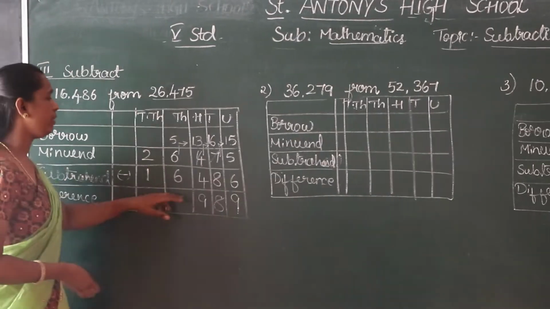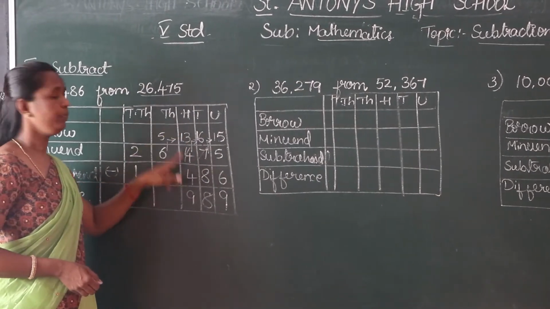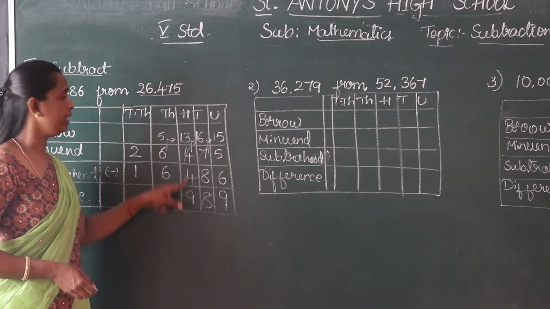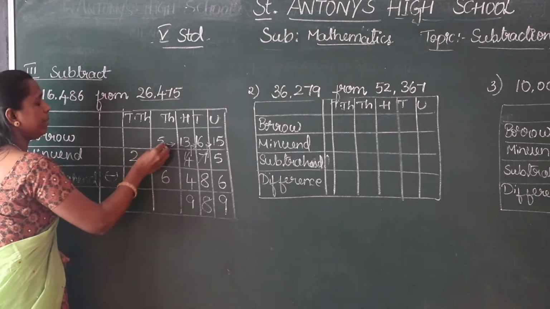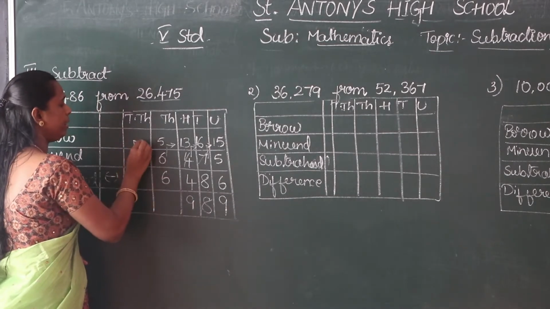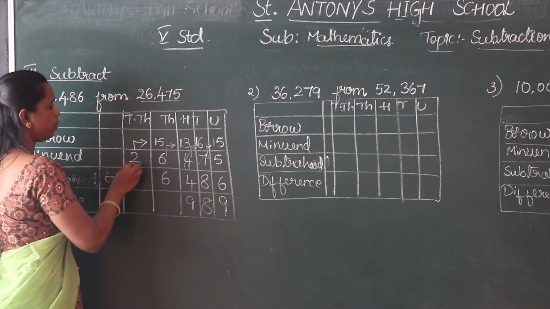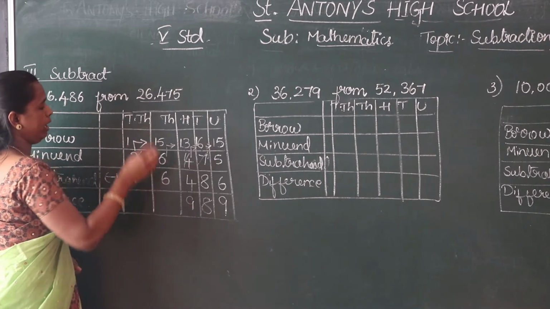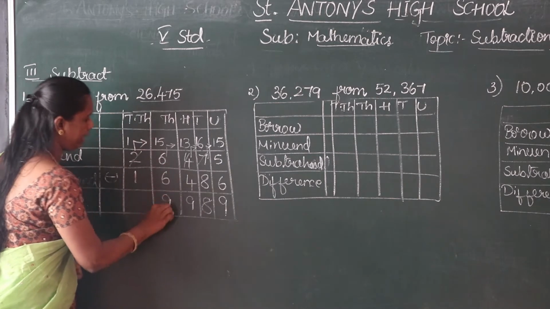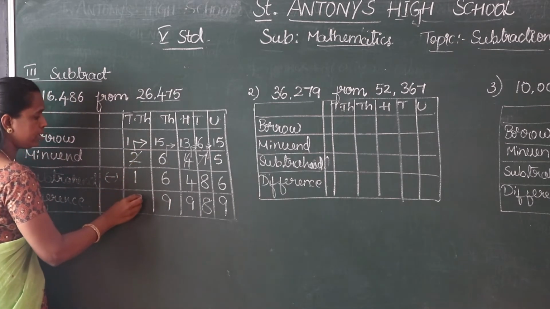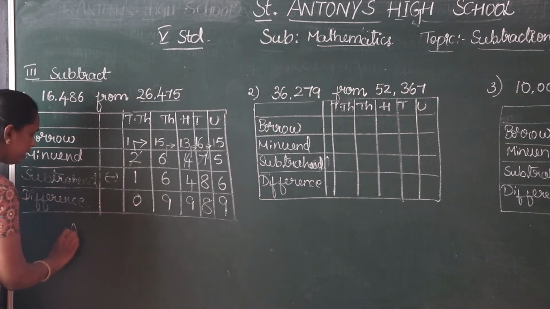An easy method for counting: starting from 4, you have to count up to 13. You get the answer 9. 13 minus 4 is 9. Then 5 minus 6 is not possible. Take a borrow from the 10,000 place. This 5 becomes 15 and this 2 becomes 1. Then 15 minus 6, again it is 9. So 1 minus 1 is 0.